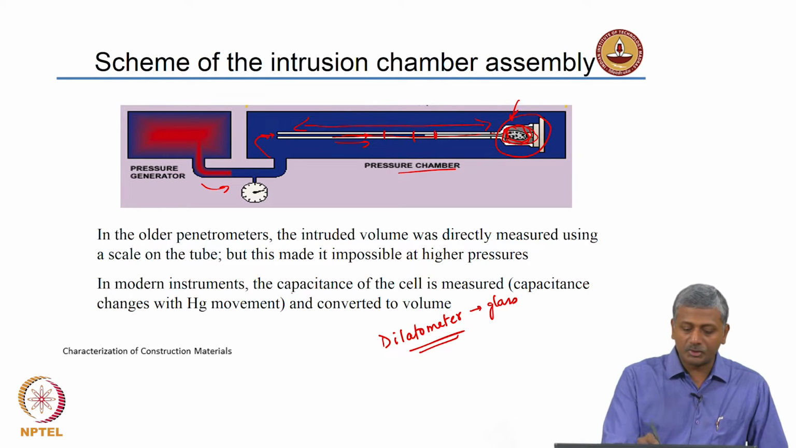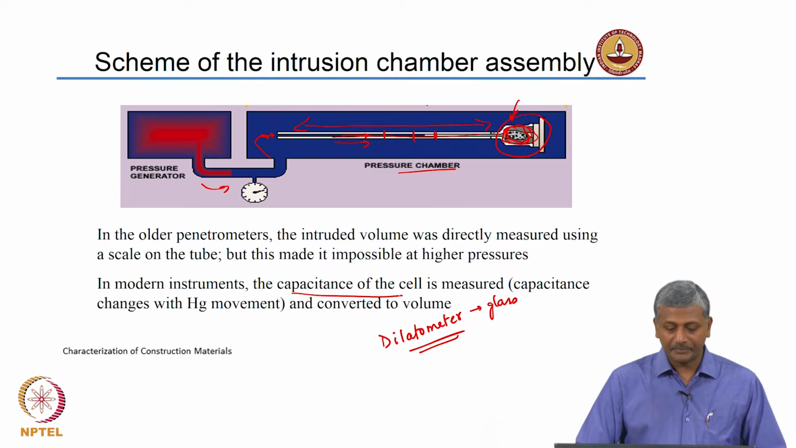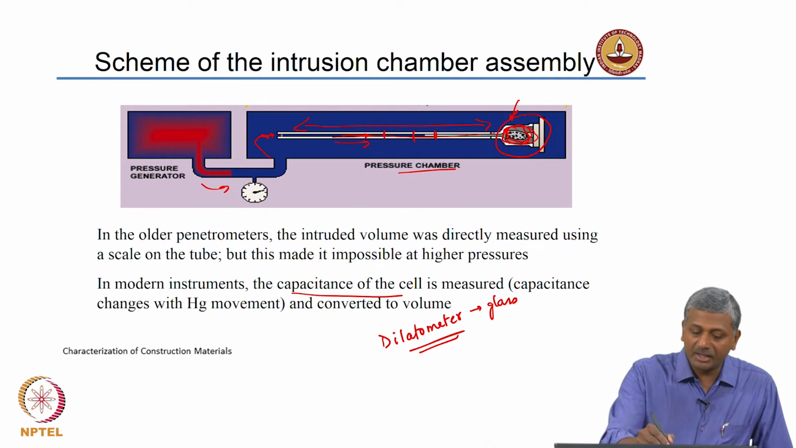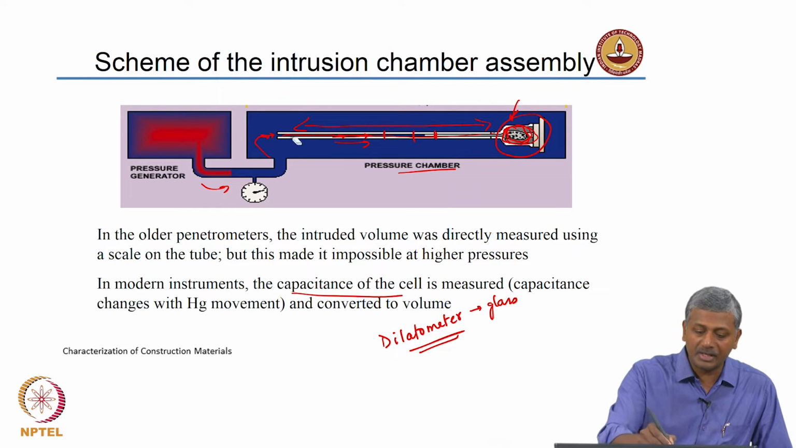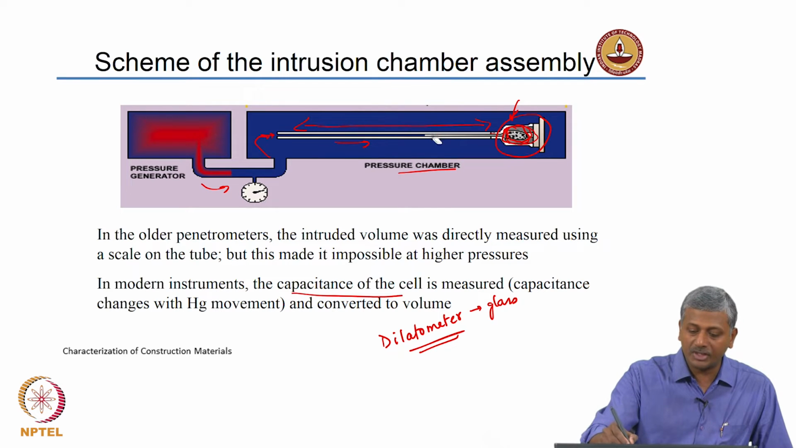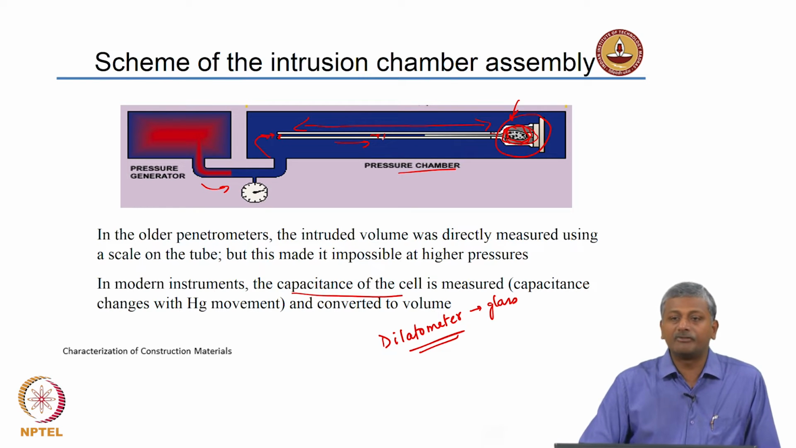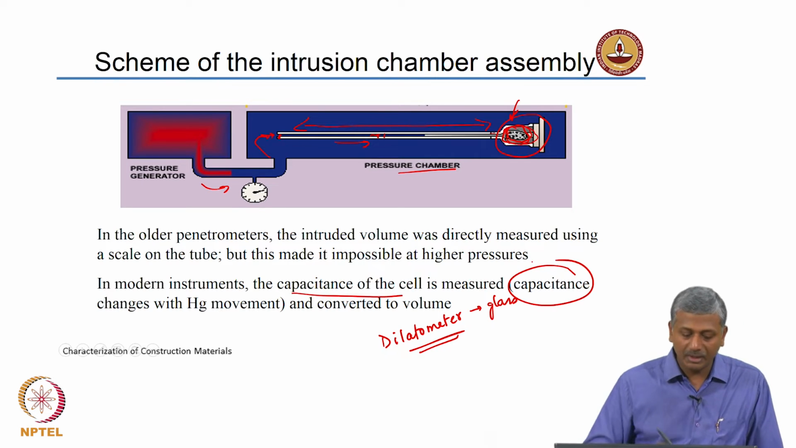So, what the modern instruments do is the capacitance of the cell is measured. Okay. Obviously, the capacitance will change as the mercury dips inside this tube, right. As the mercury level changes inside the tube, the capacitance value will change. For instance, if the original mercury was here, when it shifts to this location, you have an air filled tube. So, the capacitance is going to be changing for the tube, and that is what is getting measured in the system and translated into the amount of volume of mercury actually entering the sample. Okay. So, volume intrusion today is measured using capacitance and converted to the volume of mercury that is intruding the pores.